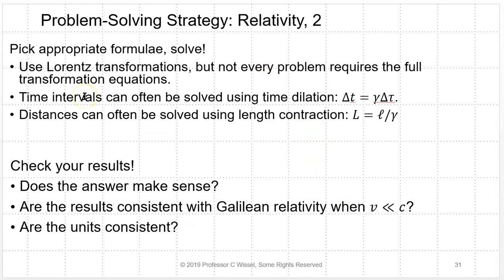Pick appropriate formulas and solve. We'll use the Lorentz transformations, but not every problem requires the full transformation equations. Time intervals can often be solved using time dilation. Delta t equals gamma delta tau. Distances can be solved using length contraction. L equals little l divided by gamma. You always want to check your results. Does the answer make sense? Are the results consistent with Galilean relativity when v is much less than c? And are the units consistent?